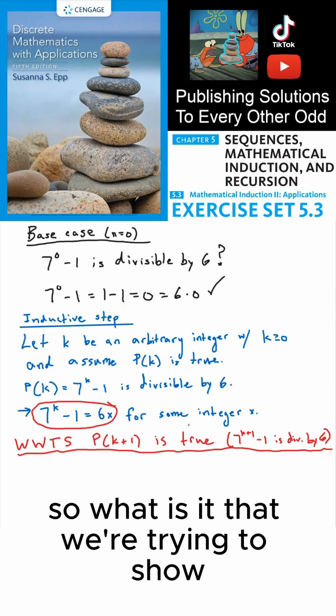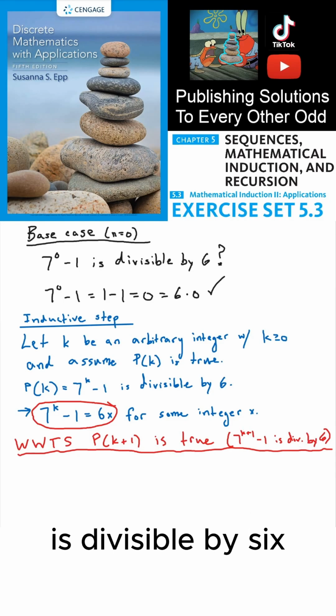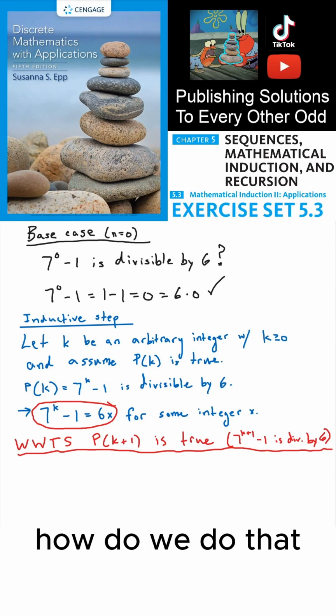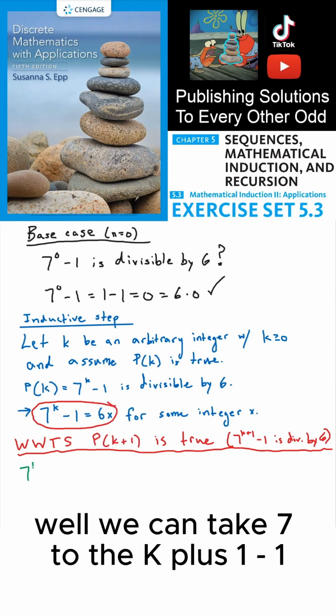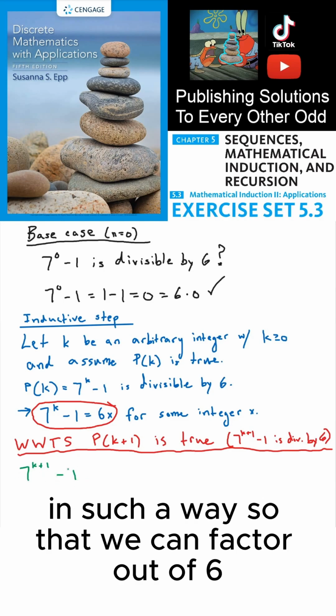So what is it that we're trying to show? We're trying to show that 7 to the k plus 1 minus 1 is divisible by 6. How do we do that? Well, we can take 7 to the k plus 1 minus 1, and we can try to algebraically rearrange this in such a way so that we can factor out a 6.